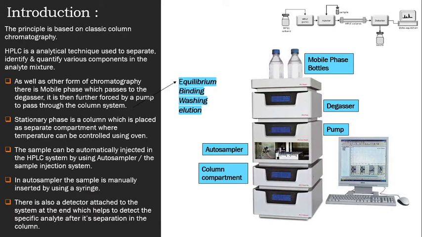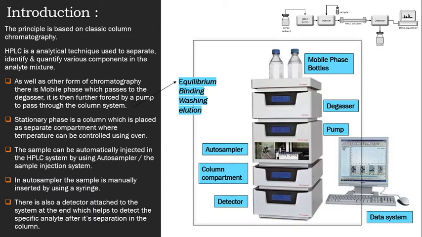The last segment of this instrumentation is the detector part, which is attached to the system at the end, which helps us to detect the specific analyte after the separation in the column. This overview comes under the hardware part of the system. There is one more part known as the software, which has a data system. After separation of each component, the eluted component is shown in the form of a graphical representation. Next, we'll move on to the working system of HPLC.